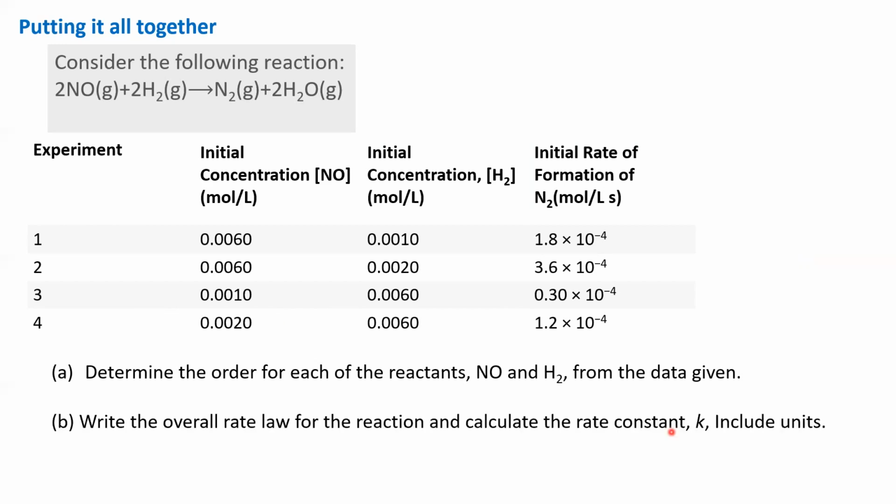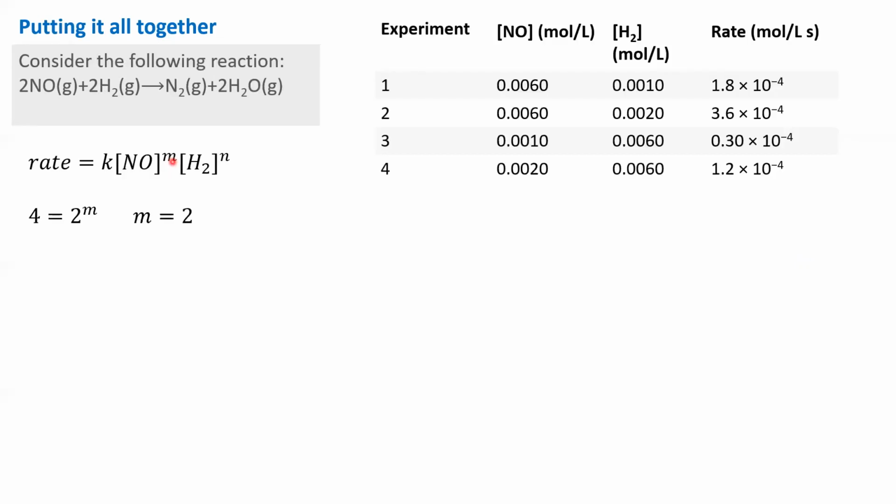Now, once you decide what the order is, you want to calculate K for the reaction, including the units. So for M, if we double the concentration, it quadruples the rate. So nitrogen monoxide is second order. Do the same thing for hydrogen. We double the concentration, it doubles the rate. What does N equal? For the second one, N equals 1. Hydrogen is first order. So we know what M is, we know what N is, we know our rate law.